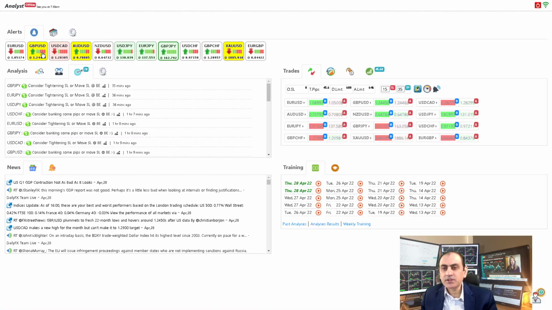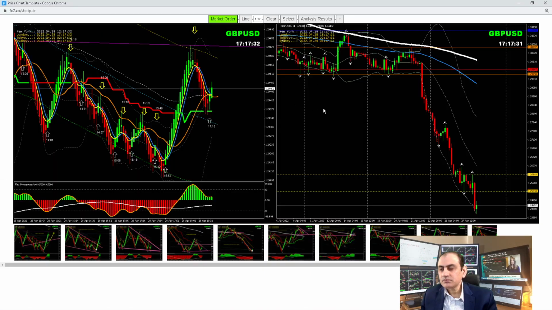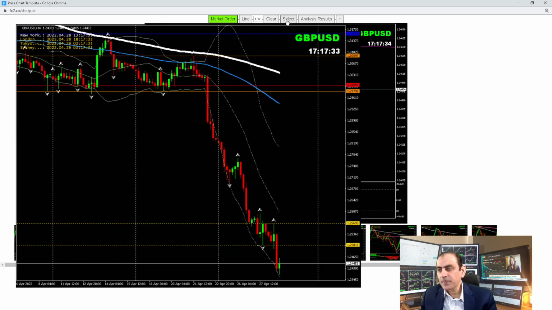All right, Pound Dollar. If you look at the 4-hour chart, yesterday we also had a beautiful short trade here. As you can see, the price respected it. We had a long trade here, we also had a short trade here, and at the New York session we also had a long trade here.